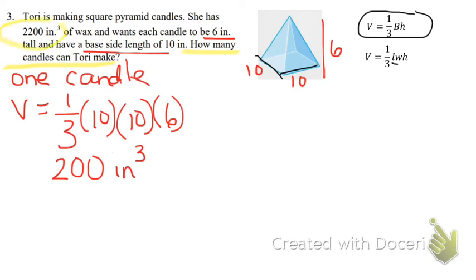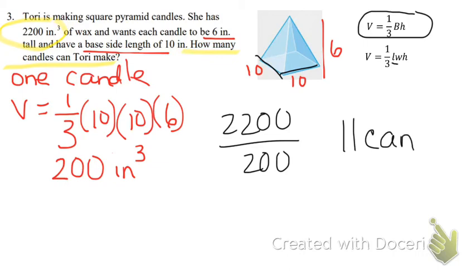Well, she has 2,200 cubic inches, and each candle is 200 cubic inches. So just divide that, 2,200 divided by 200, and she can make exactly 11 candles if she doesn't make any mistakes. Now, if we had gotten a decimal for that one, you have to always round down because you can't have, like let's say you got 10.7 candles. Well, that means she can make 10 or 11, but she doesn't have enough wax for 11. So you always round down in that type of problem.